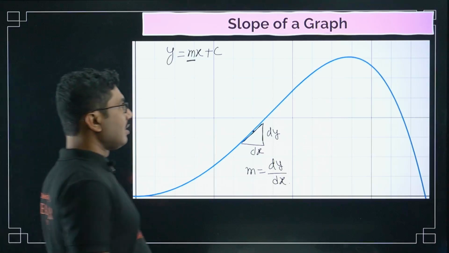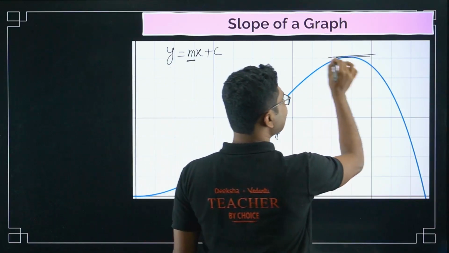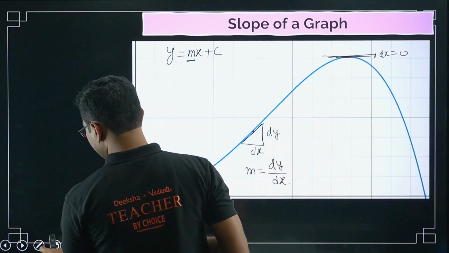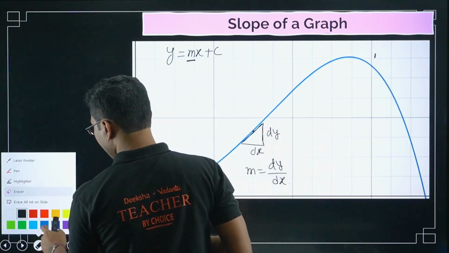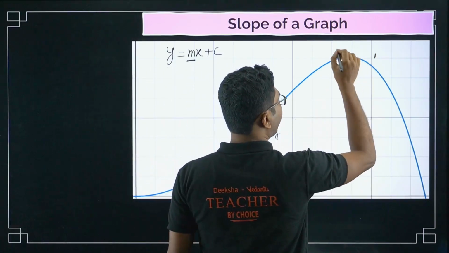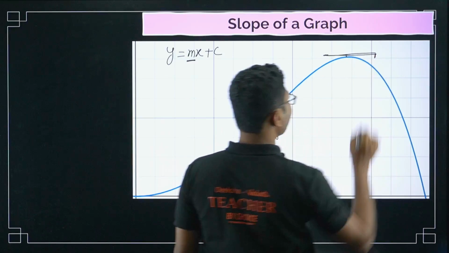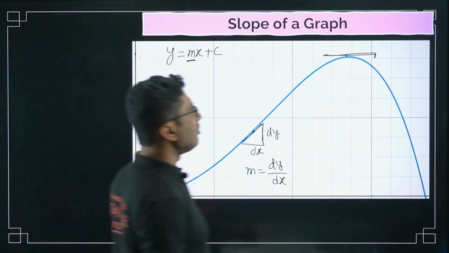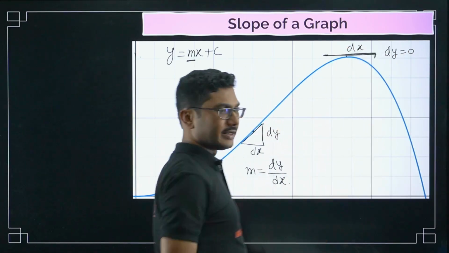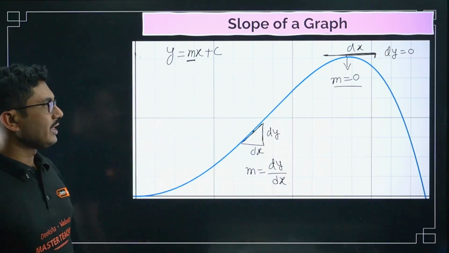Now if you want to find the slope over here, this is almost parallel to the x-axis. If you consider exactly the top point, here you will see that this is a parallel line. So dy, that is the change in y, is almost 0. Dy is 0 and dx is not 0. Dx is finite. In that case the slope at this point is 0.